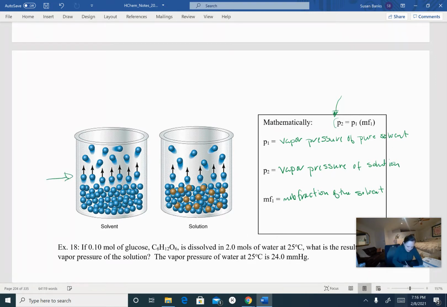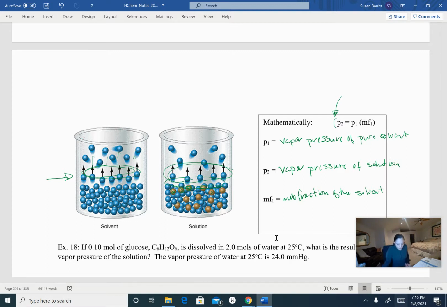So here I have a pure solvent. Notice the whole entire surface area here is just solvent. So we've got a lot of molecules that are able to become part of the vapor phase because we've got all of them on the surface. But notice here, I've got some molecules that are solute, that are blocking the solvent from going into the vapor phase. So I have fewer molecules that are coming up into the vapor phase, so my vapor pressure is lower.